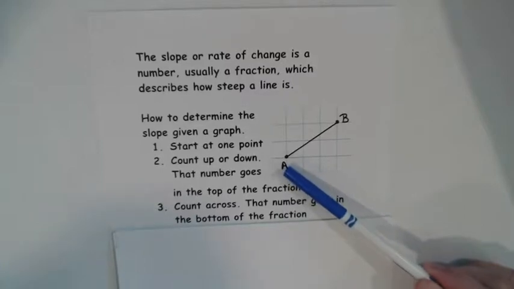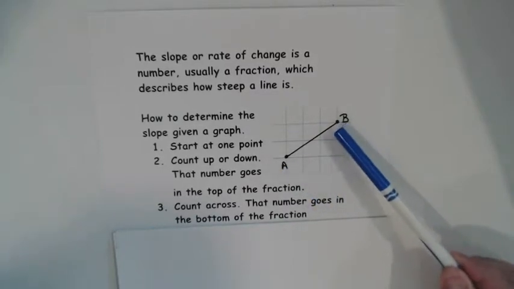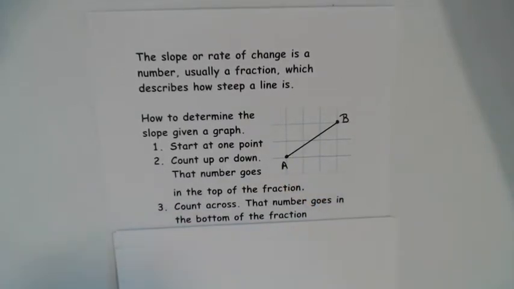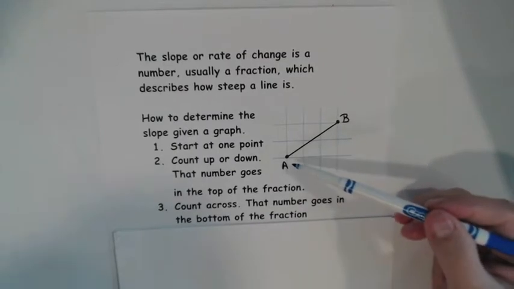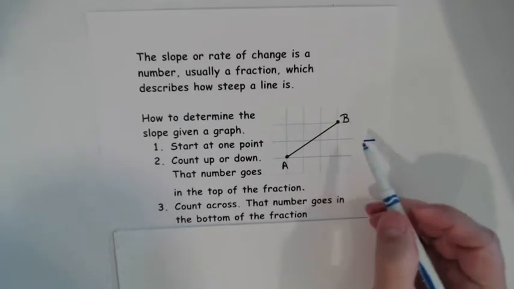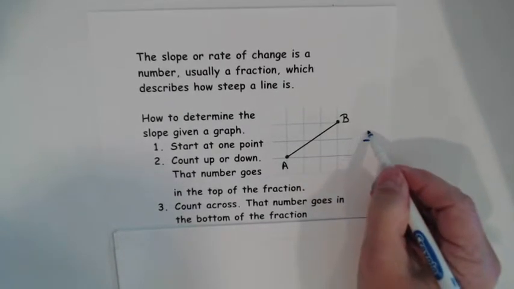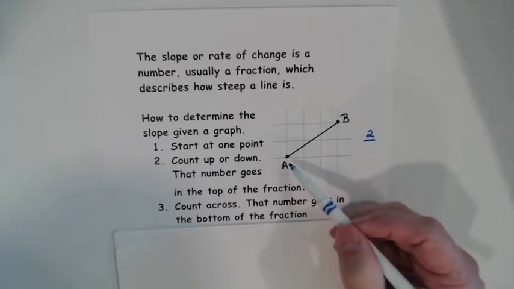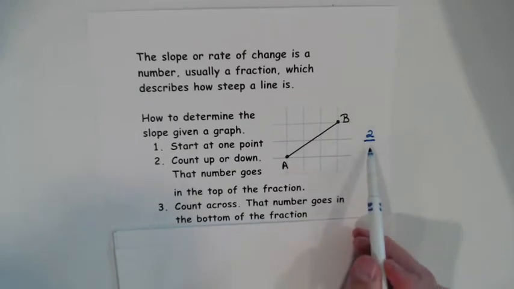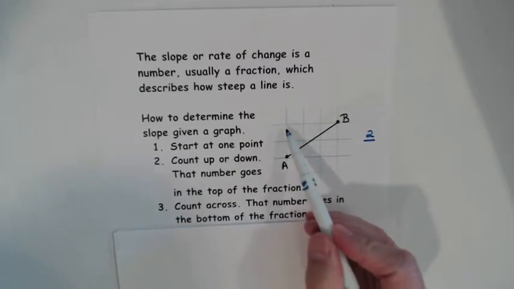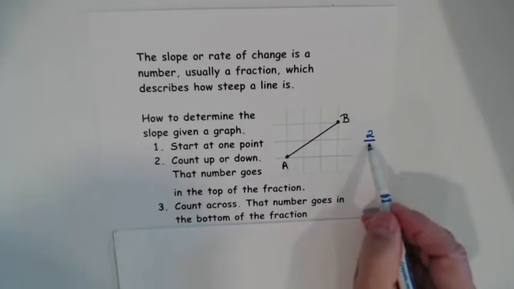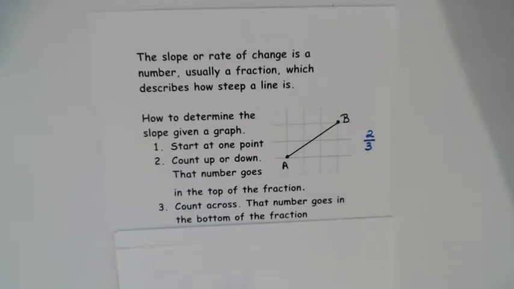So what we're going to do is start at A, and instead of going across to B, we have to go up or down first. So for this one, we're probably going to need to go up. You count how many you go up. I go 1, 2. So I come over here and make a fraction, and I put that number in the top of the fraction. I put 2 in the top. Then I need to count across, and that number goes in the bottom of the fraction. So I went up 2. Now I need to count how many I need to go over. 1, 2, 3. That number goes in the bottom of the fraction.